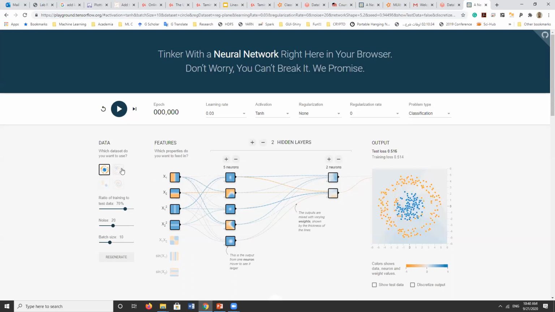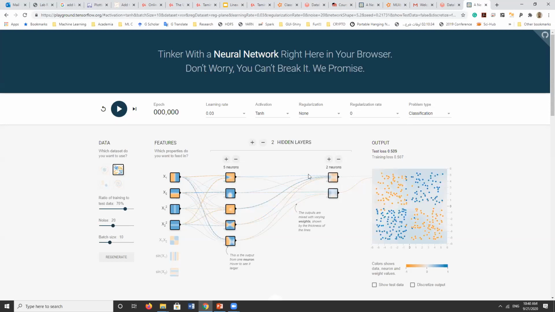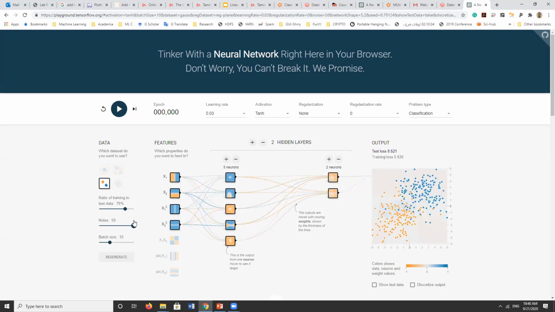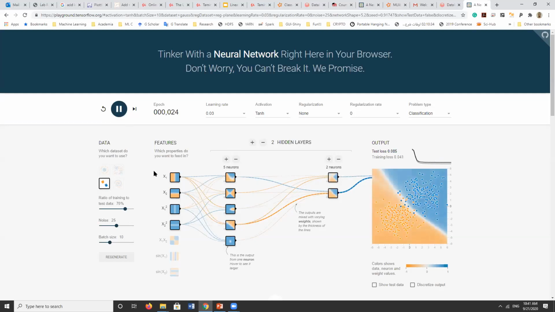So for input, when I go under data, as you see, it could be a circle, this kind of problem, this one, or this one. Here you identify your train and test. And if I increase the noise, as you see, the data points mix more to each other. So I just make this one. So you play with the hidden layers, input and output, then you run.